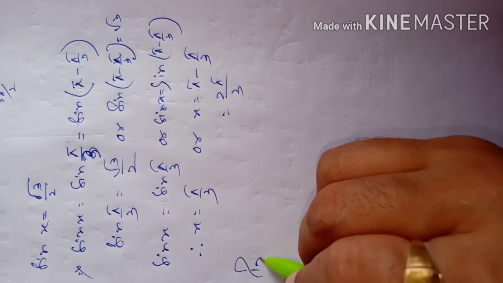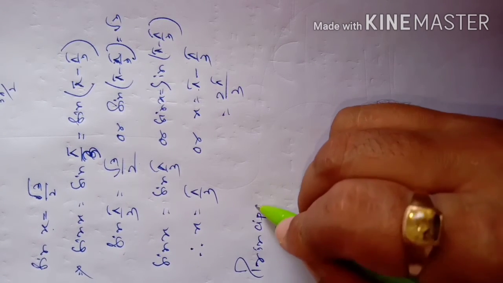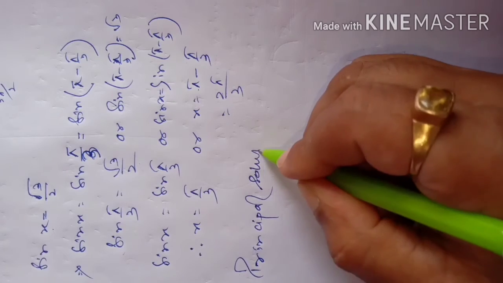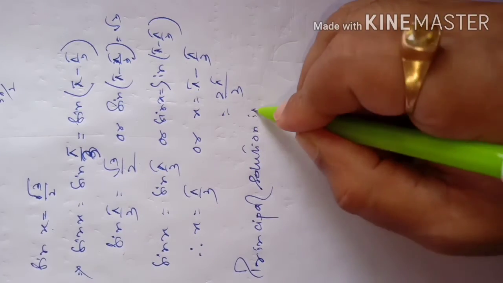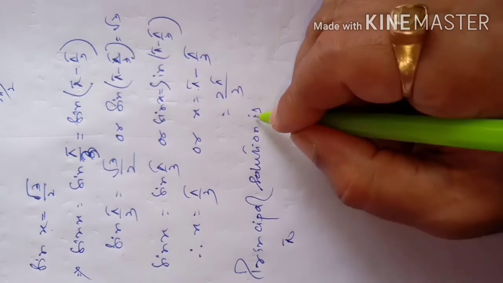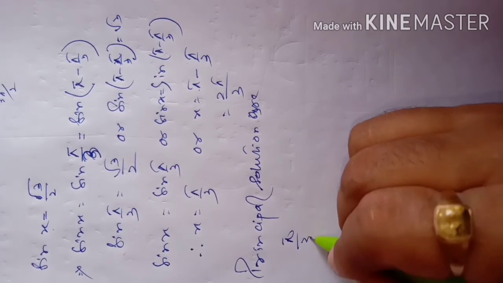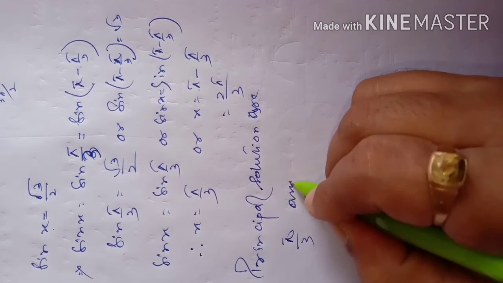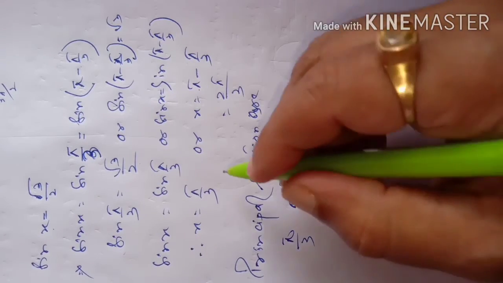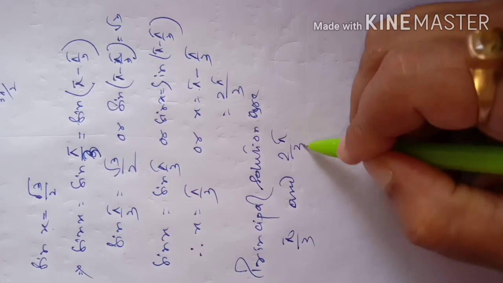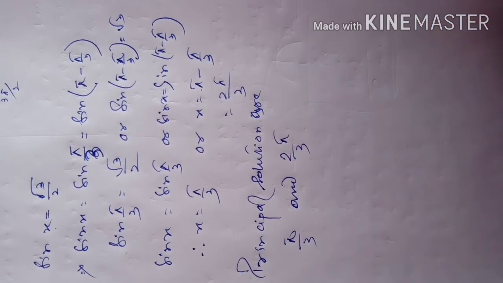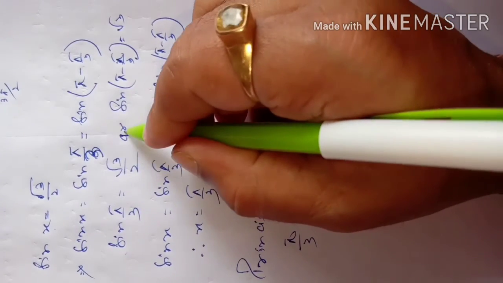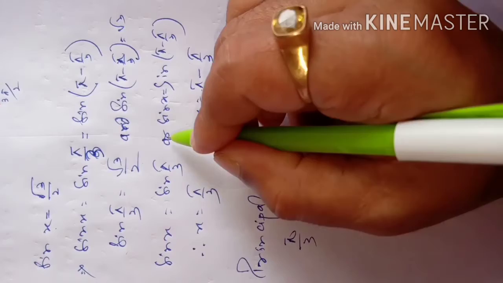Therefore the principal solution is pi by 3 and 2 pi by 3. Okay, dear students? Here you can say "and" rather than "or", because both are satisfying the equation.